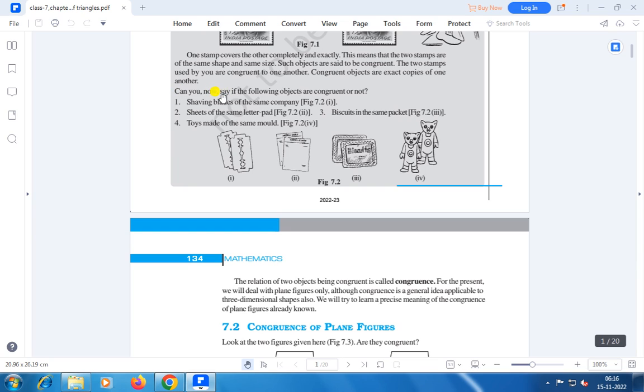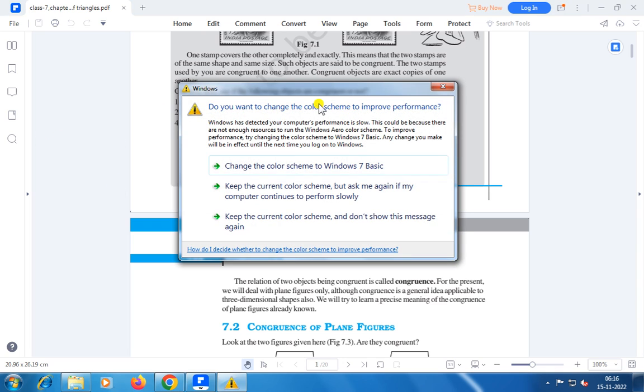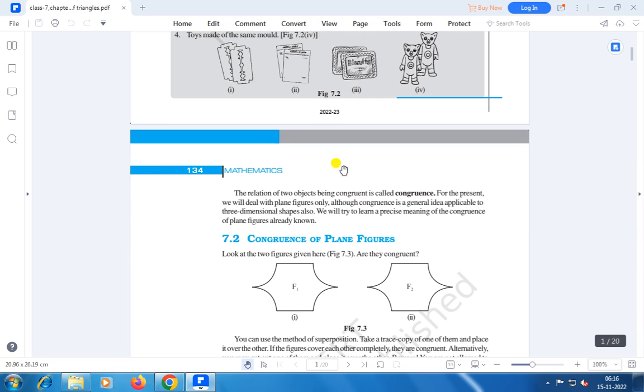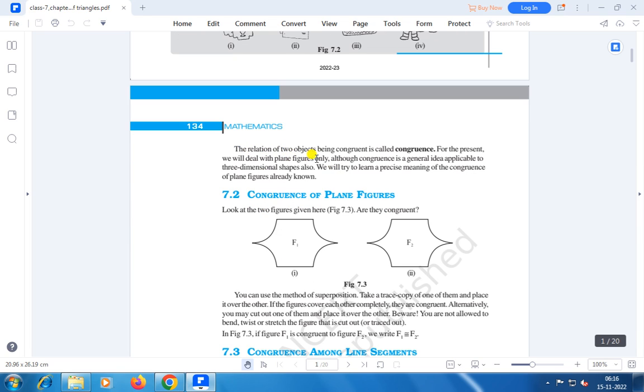Can you say if the following objects are congruent or not? Shaving blades of the same company: yes, they are congruent. Sheets of the same letter pad are congruent. Biscuits in the same packet are also congruent, and tiles made of the same mold are also congruent to one another. The relation of two objects being congruent is called congruence.